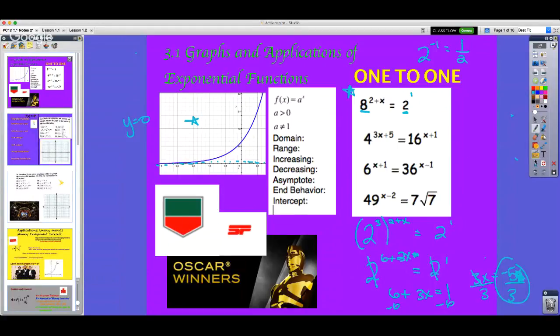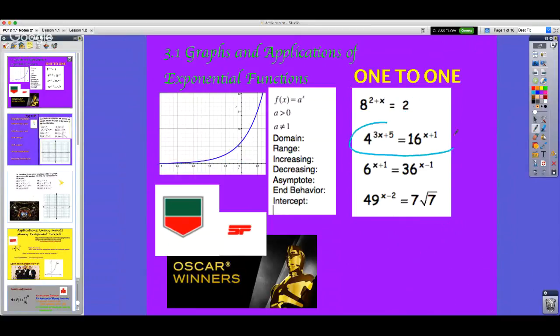All right, let's do another one just to make sure that we are good here. Let's take a look at this one, okay? What would I do with this one? What would be the basis, Jacob? 4. Good, so we'll keep the 4 on the left, right? And the one on the right, how could I make 16 with a base of 4? You say square root, it's really 4, right? Okay, so 4 squared, and then that's to the x plus 1.